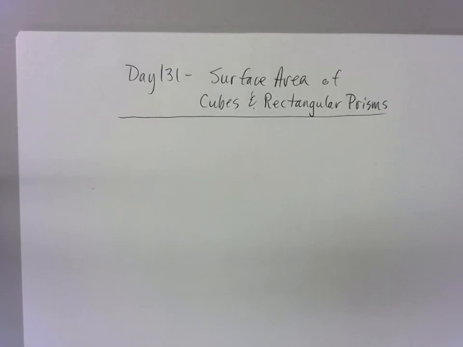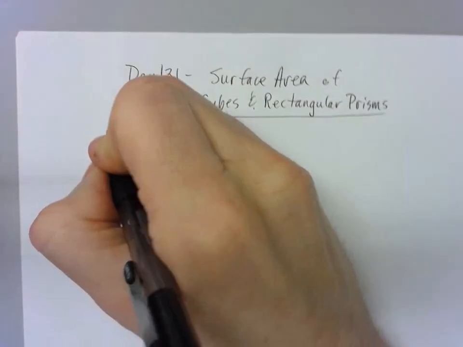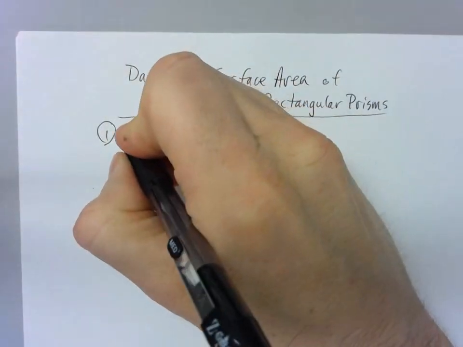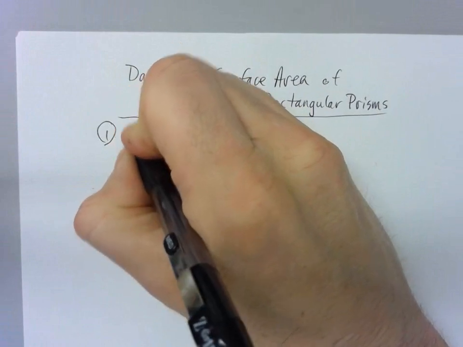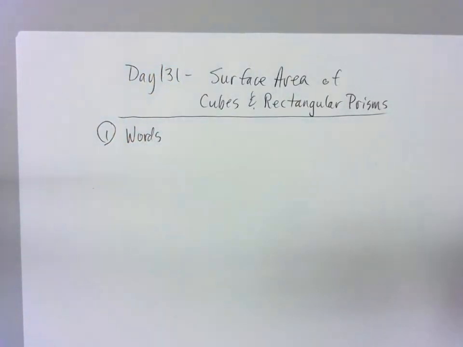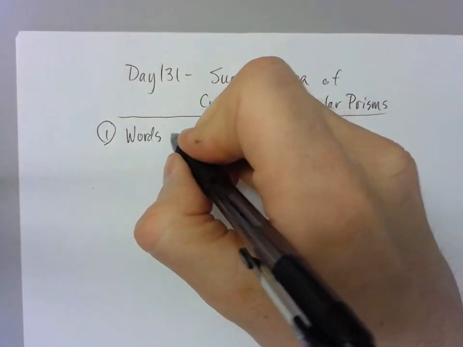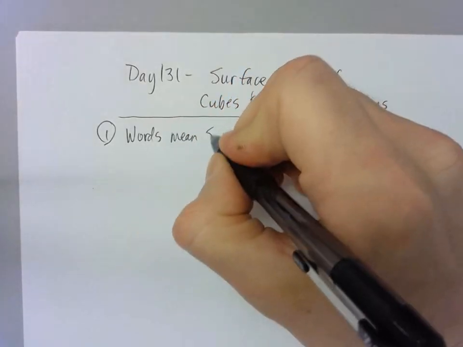All right, so here we go. Today we are talking about the surface area of cubes and rectangular prisms, people. All right, so numero uno. Let's talk about some vocabulary words, so that when we read the word problems later on and we see those vocabulary words, they're going to mean surface area.